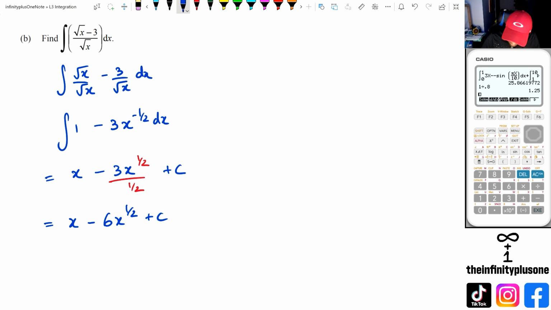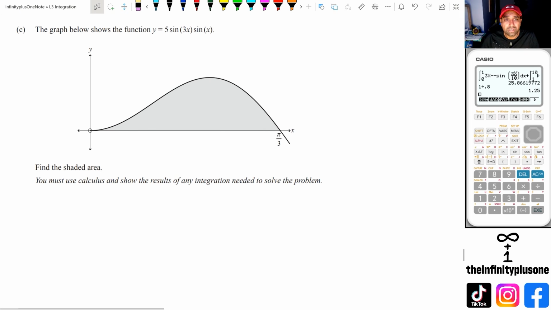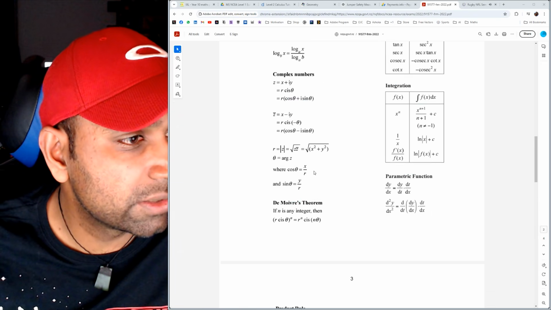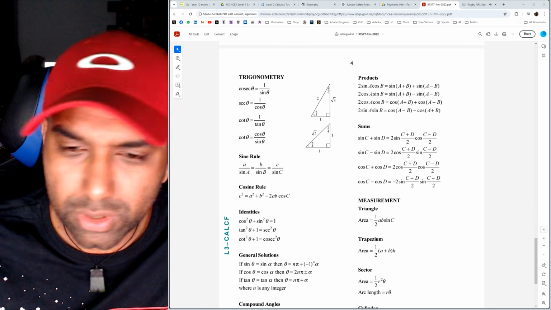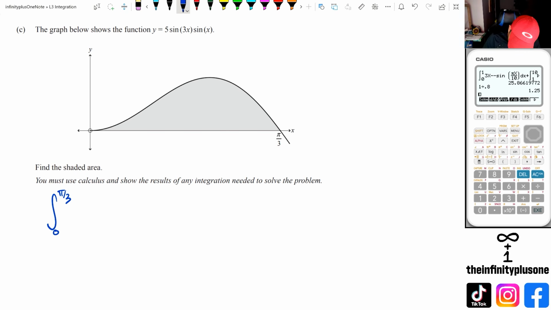6x to the power of half plus c gets us an achieved, and we go to the next question. All right, so with this question we are going to have to go back to the formula sheet, and we're looking for, which one are we looking for? Products, is it? Yeah, I think so. Let's have a look again. So what we're looking for is the integral between pi over 3 and 0, 5 sine 3x and sine of x.